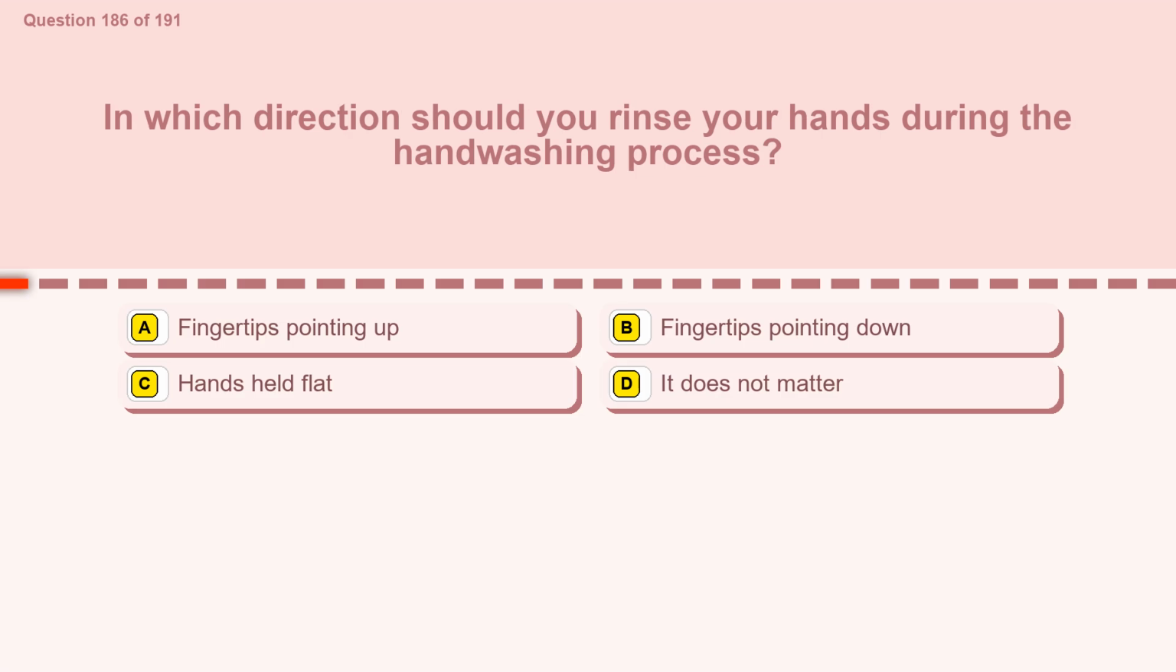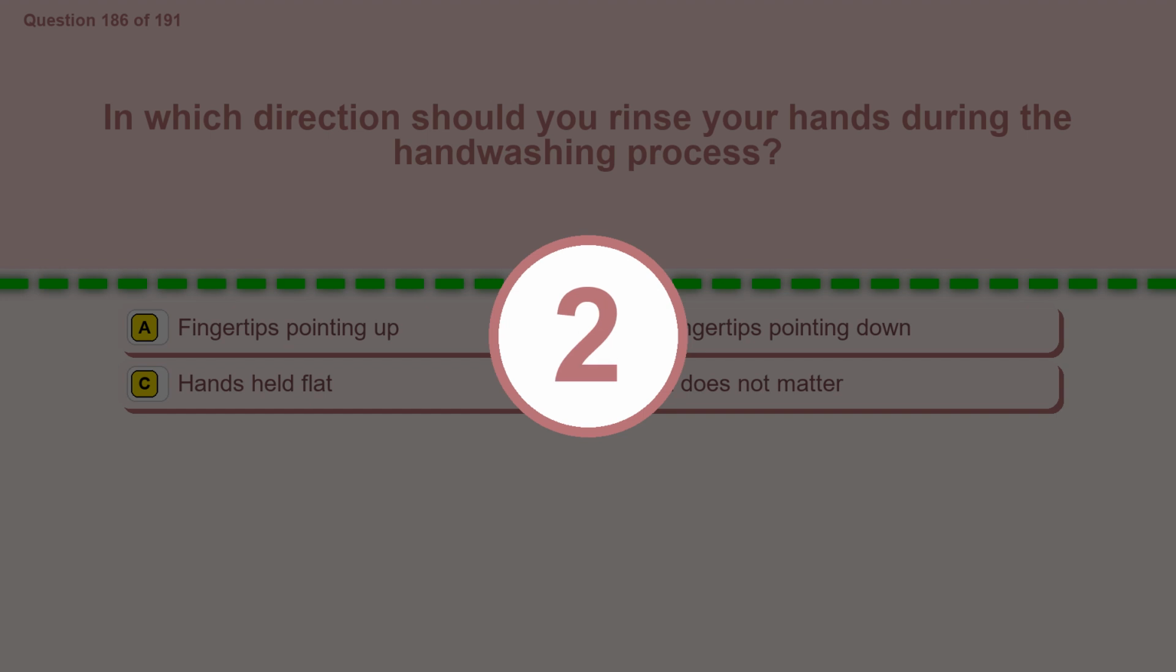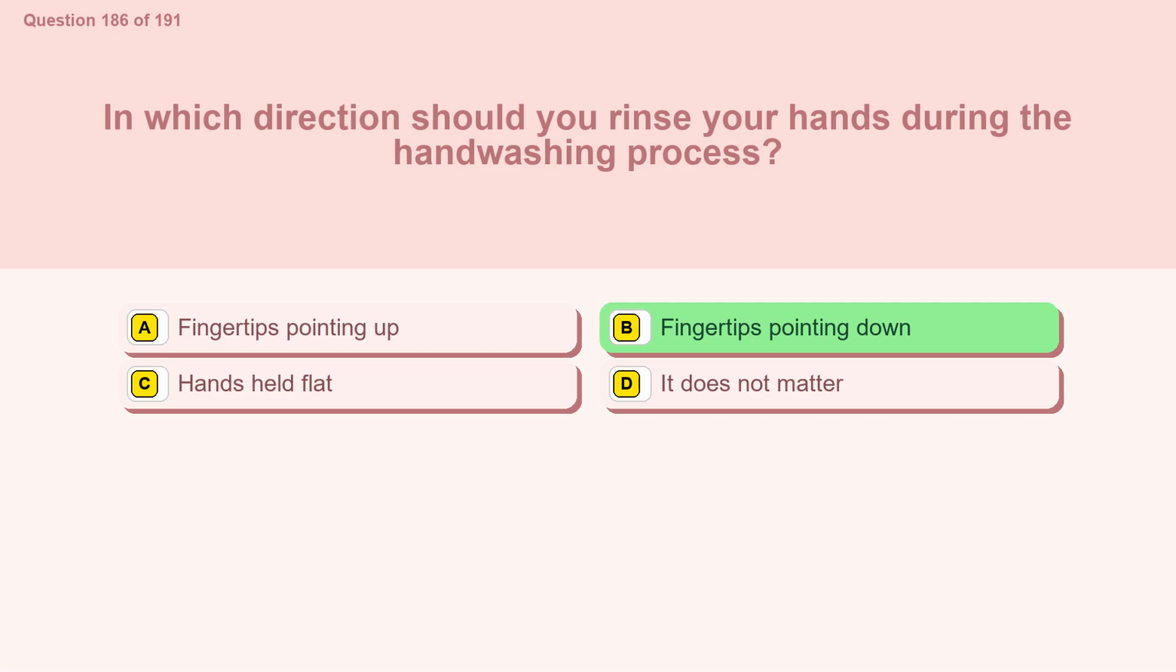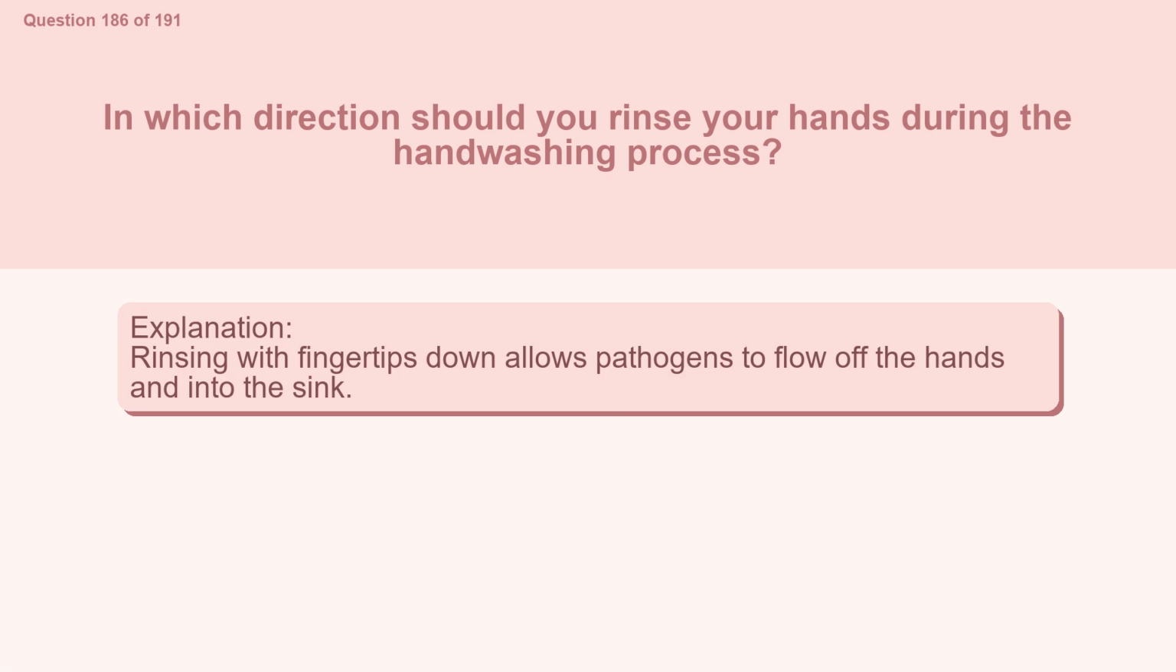Question 186. In which direction should you rinse your hands during the hand washing process? Option A, fingertips pointing up. Option B, fingertips pointing down. Option C, hands held flat. Option D, it does not matter. The correct answer is option B, fingertips pointing down. Rinsing with fingertips down allows pathogens to flow off the hands and into the sink.